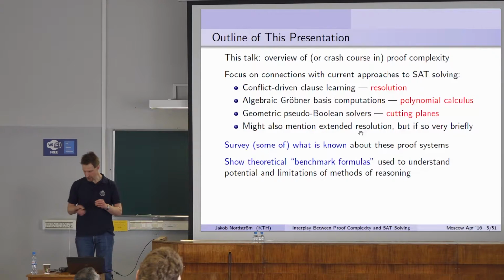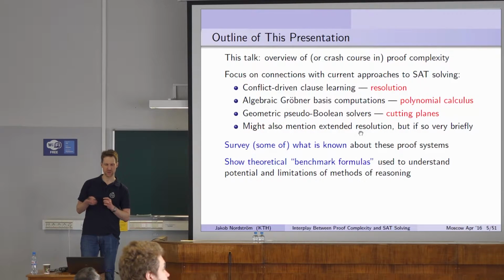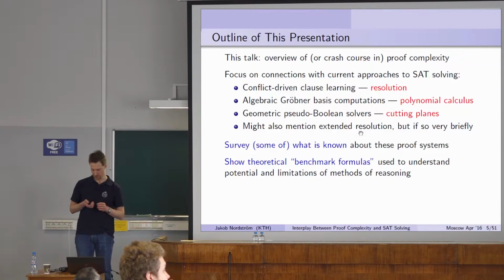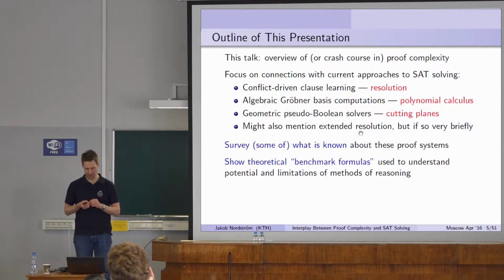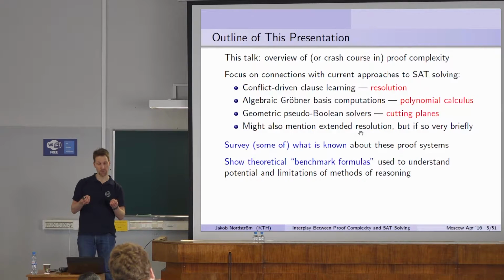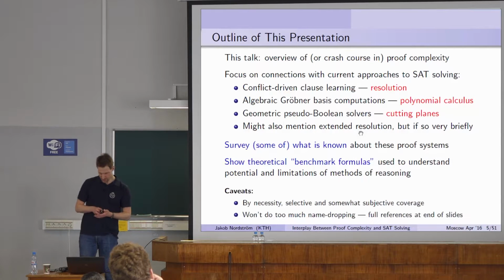And then towards the very end, depending on how we're doing, I might have a slide on extended resolution, but as I'll get to, there's really not much we can say about extended resolution. But what I want to do is tell you, on the theory side, what's known about these proof systems, what questions have been studied, what answers have been found. I'll try to talk about some theoretical benchmark formulas that we use to establish typically these lower bounds. And these theoretical benchmarks will also give you examples of formulas that are often hard in practice.